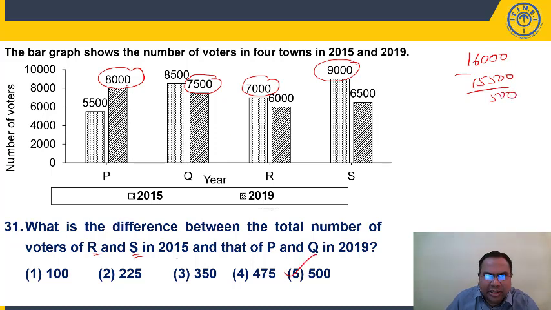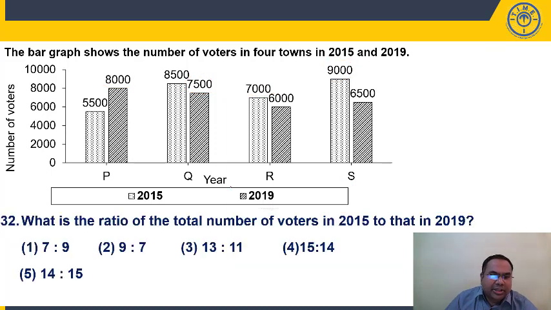Or you can directly compare 8,000 and 7,000. So P is 1,000 more. If you compare Q and S, S is 1,500 more. So the difference between 1,000 and 1,500 is 500, more for R and S. Or you can add and subtract, anything is okay.